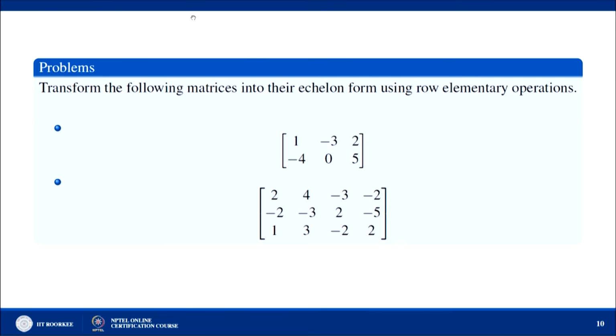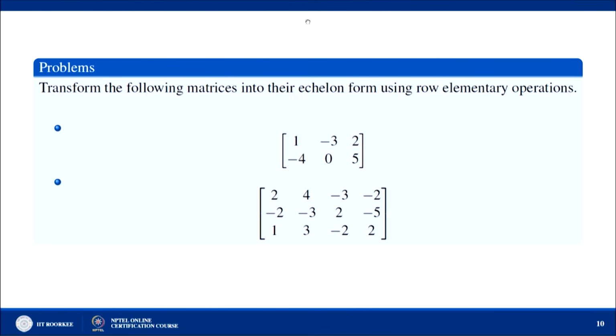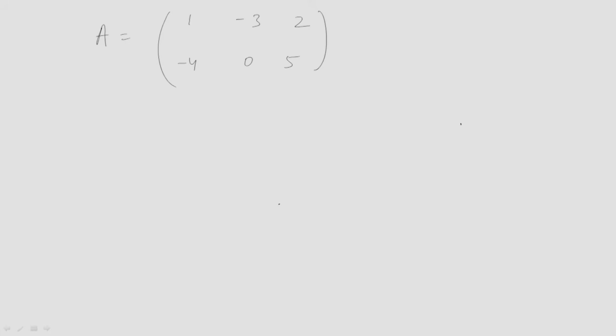So, what is the problem? The matrix is 1, minus 3, 2, then minus 4, 0, 5. Now, suppose by applying elementary row transformation you want to find out its echelon form. So, the first non-zero element 1, we leave it as it is.